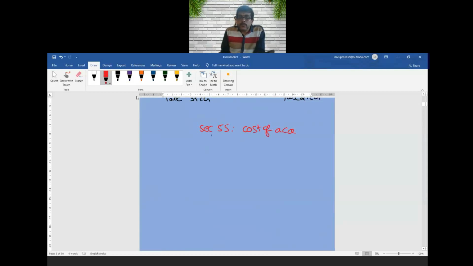We have discussed cost of acquisition, and we have discussed indexed cost of acquisition. Cost of acquisition has to be calculated for short-term capital gains. Indexed cost of acquisition has to be calculated for your long-term capital asset. For a short-term capital asset, I need to calculate cost of acquisition. For a long-term capital asset, I need to calculate indexed cost of acquisition. How do I calculate this? Let us try to see. What is the meaning of indexed cost of acquisition? Let us try to understand.